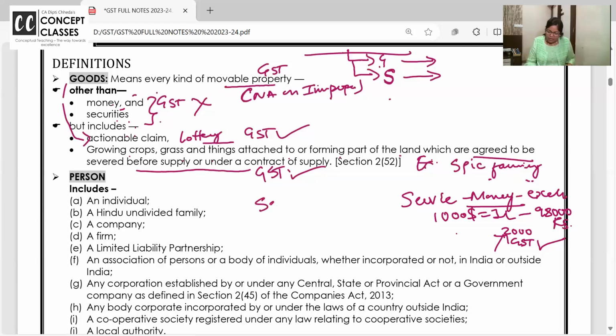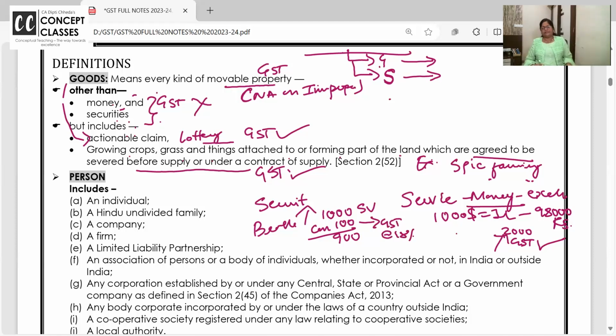Same way, on securities, GST is not there. When you buy and sell securities, there is no GST. But we ask the broker to sell the securities for 1,000. He keeps his commission of 100. This is the sale value, and he gives you 900. On this commission, is GST applicable at the rate of 18%? Yes.